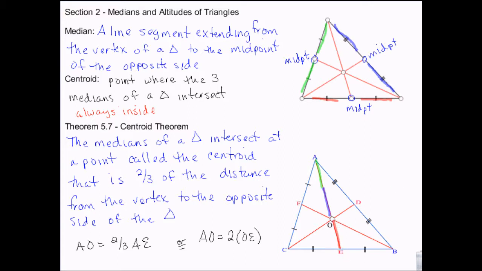So that means that if this length here was, say, 5, oops, wrong pen. If this length is 5, this length is going to be 10. This part is going to be twice as long as this part. And if this length was 3, this length would be 6. If this length is 2, this length will be 4. So from the centroid to the vertex is always twice as long as from the centroid to the opposite side.